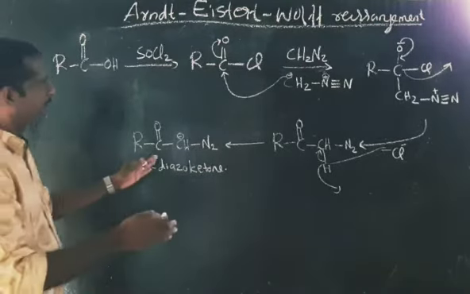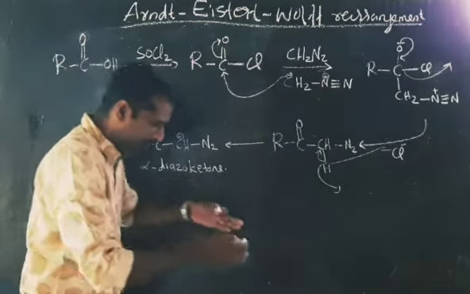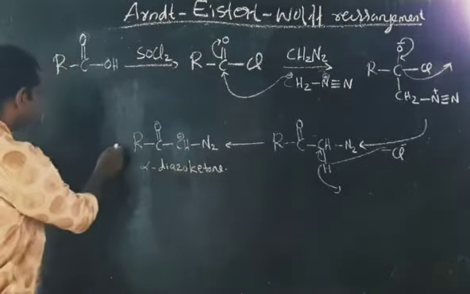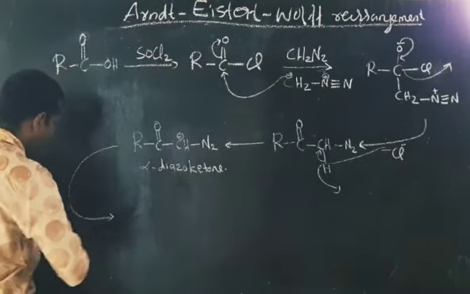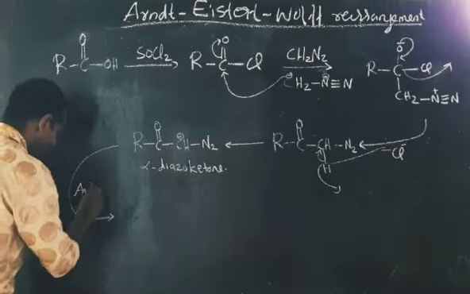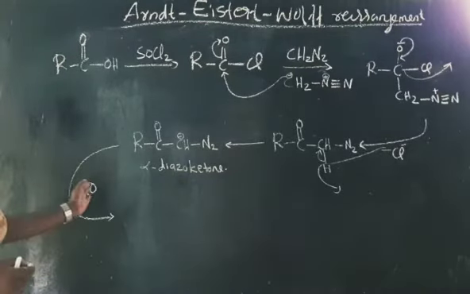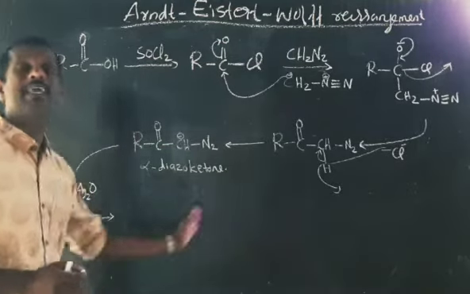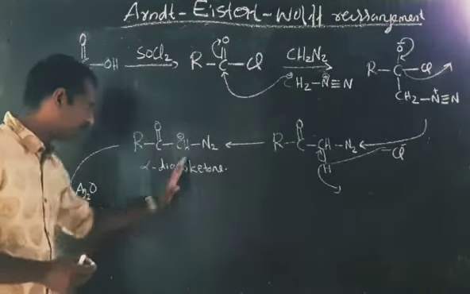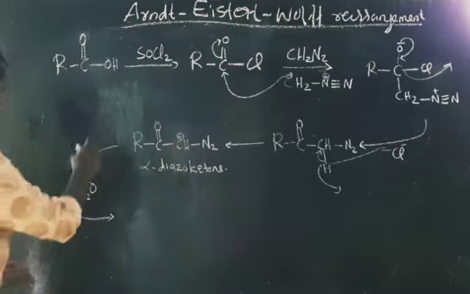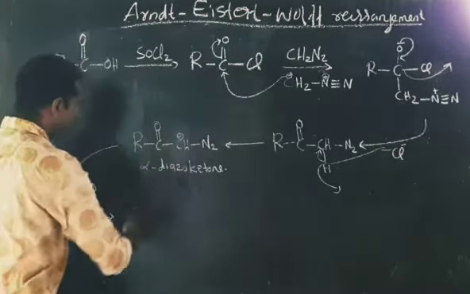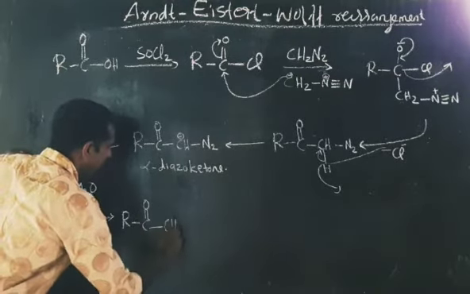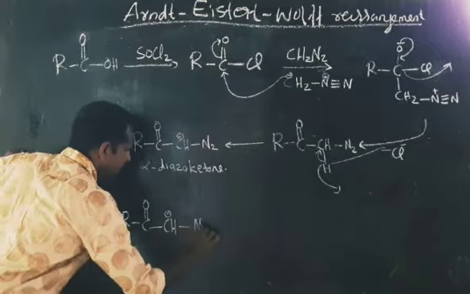Now, from here our Wolff rearrangement is started. Once the alpha diazo ketone is forming, what is the next step? Reaction by silver oxide, Ag2O. In the presence of silver oxide, what will happen to this diazo ketone? Now the actual mechanism of Wolff rearrangement is starting here from alpha diazo ketone. I am writing the same thing once again: R, C double bond O, CH minus N2.